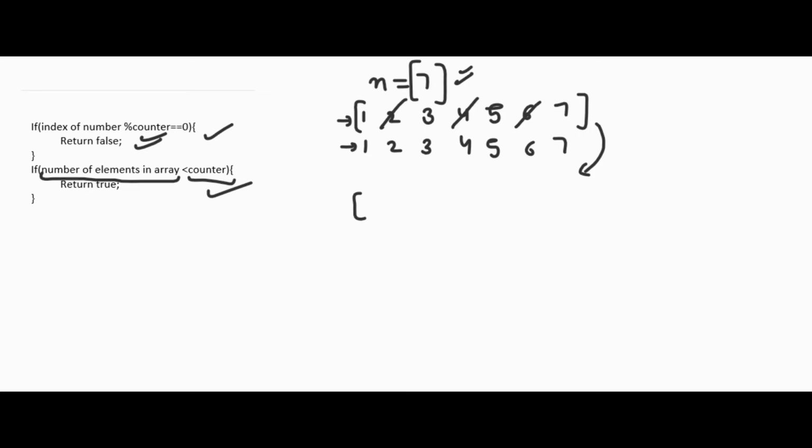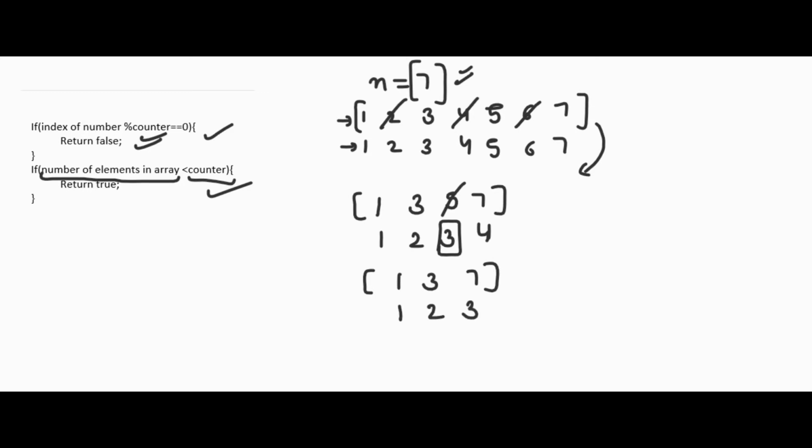So first we delete every second element, then 1, 3, 5 and 7 will be left, and the indexes will get changed as well. Now we have to delete every third element. That means 5 will get deleted as its index is divisible by 3. Now we are left with 1, 3 and 7, and their indexes will be 1, 2, 3.